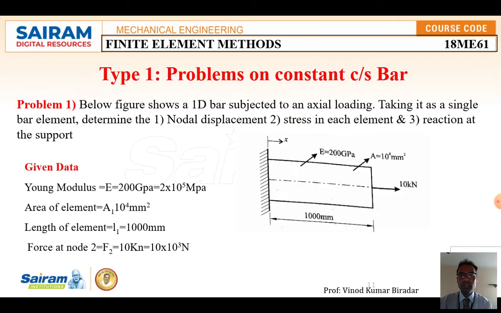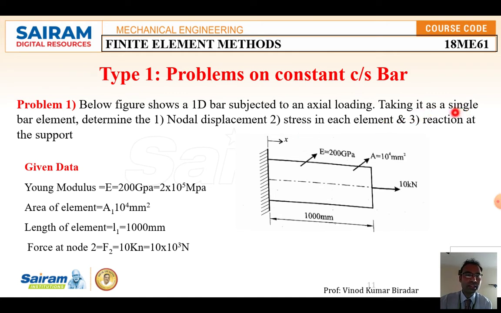Okay, so now we are going to move on to the problem section, that is the first, type 1 problem. So this is a very simple problem. They may ask you an 8 mark question. Okay, so problem number 1, that is the type 1 problem on a constant cross section bar. Look at this, it is a constant bar section, there is no stepped bar or 3 stepped bar. Okay, nothing. Since it belongs to type 1, number 1, read the problem carefully. Problem number 1: the below figure shows a one dimensional bar subject to an axial loading, taking it as a single element.